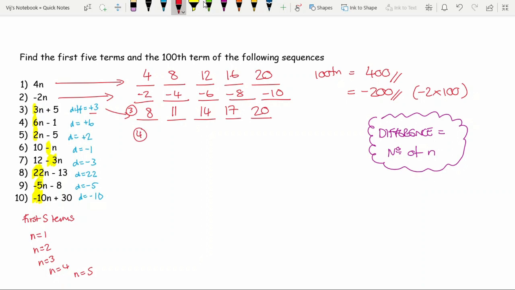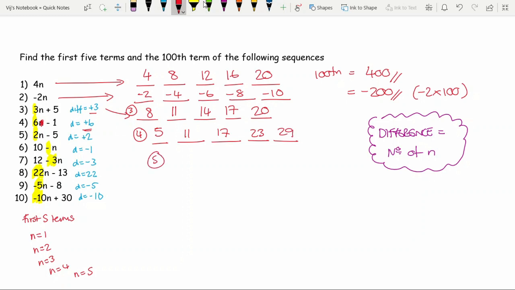For question 4, again, to work out the first number, technically you could scribble out the n, although I don't recommend scribbling things out because you forget that they work. And then you've got 6 minus 1, which is 5, and that's the first term. Now I know with question 4 the difference is going up in 6, so the next number is going to be 11. 11 plus 6 is 17. 17 plus 6 is 23. 23 plus 6 is 29.